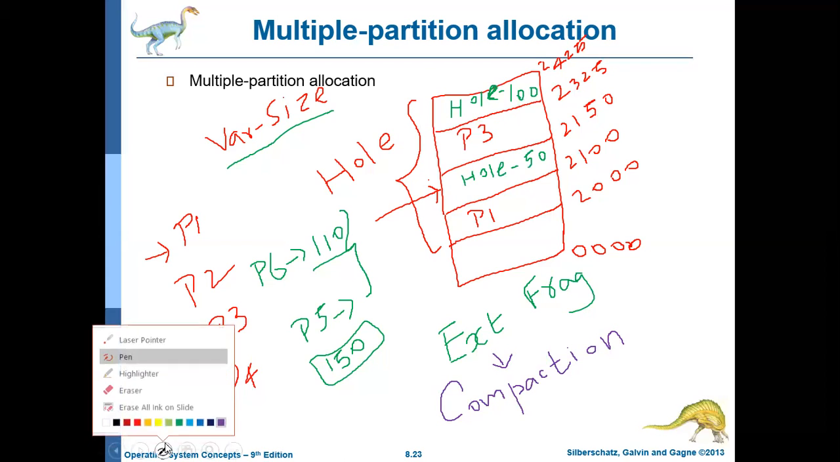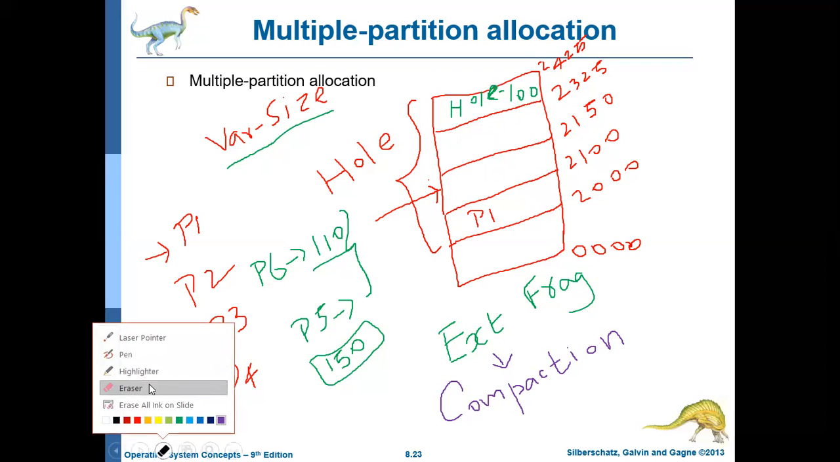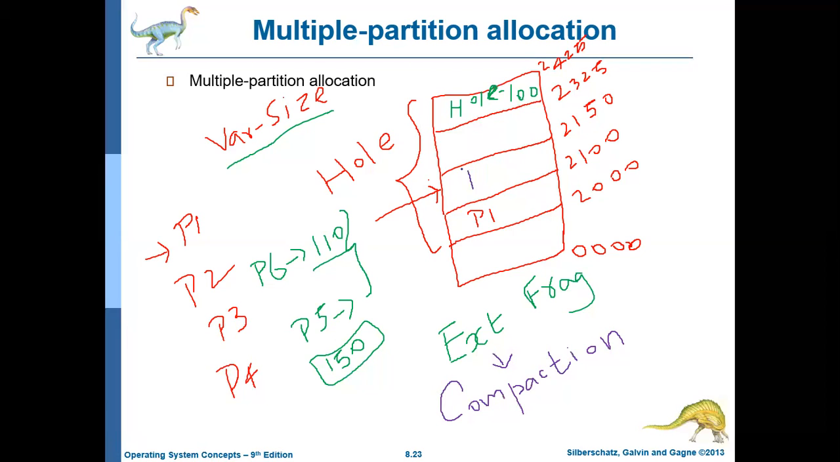So in that case, P3 will be moved below into this hole depending on its size. In our case, P3 occupies how much memory? P3 occupies 175 MB. This hole is 100 and this hole is a 50 MB hole. So P3 will come here. This addressing will slightly change. P3 will come here, and this hole will go here, and this hole will go here, and this hole size is 50 MB.